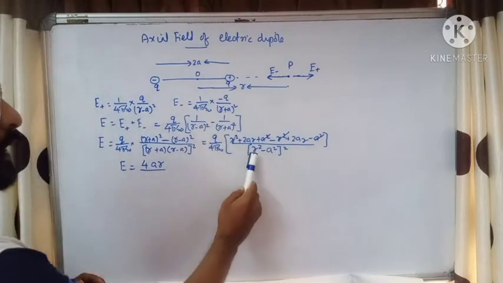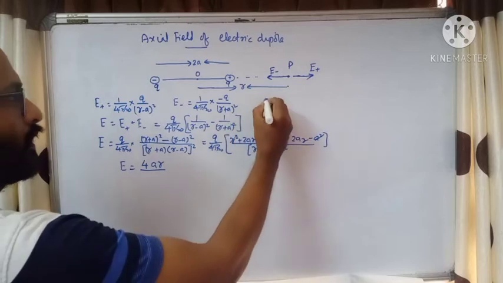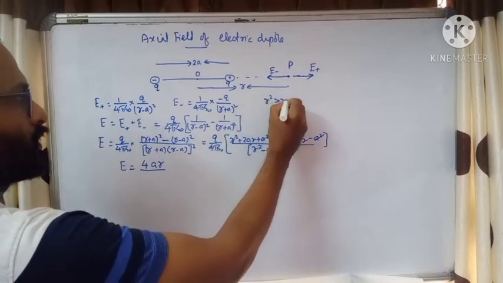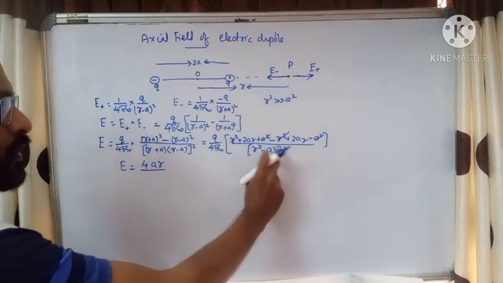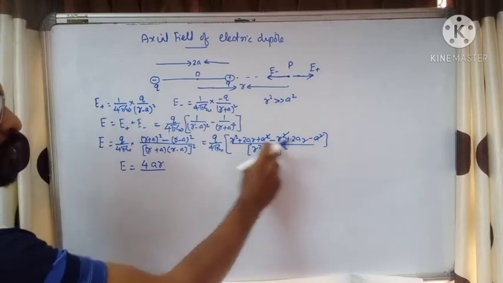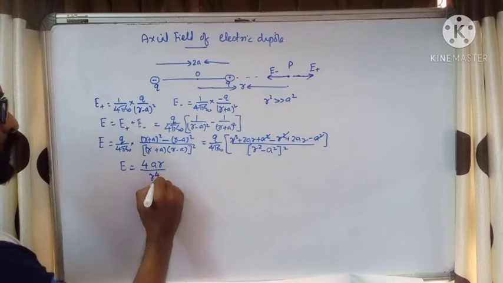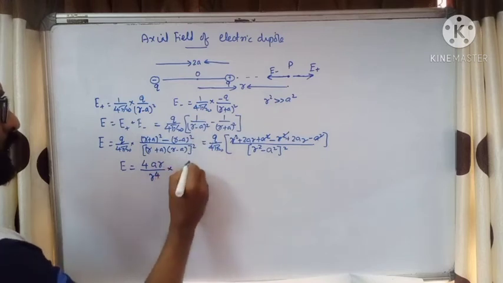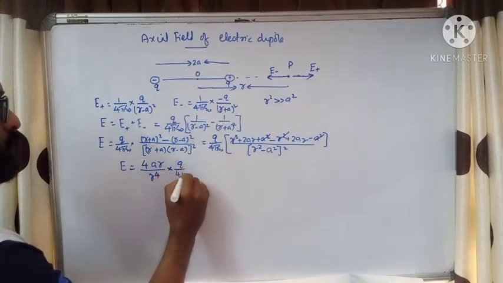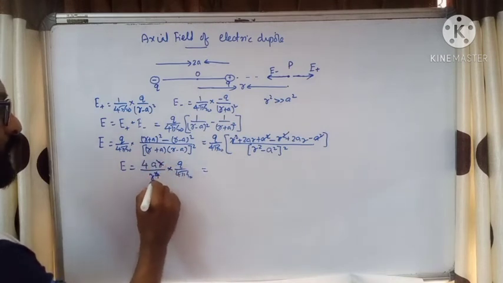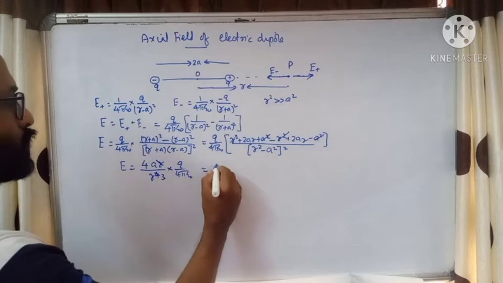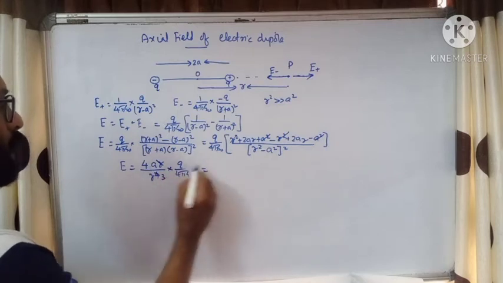Now when we compare r square and a square, we can say that r square is very large compared to a square, so we can neglect this a square. So we will get r square raised to 2. What is r square raised to 2? It is r raised to 4. Then what is left here? We have q by 4 pi epsilon 0, or we can split it. One r cancels, you will get r cube. So I can split like this.